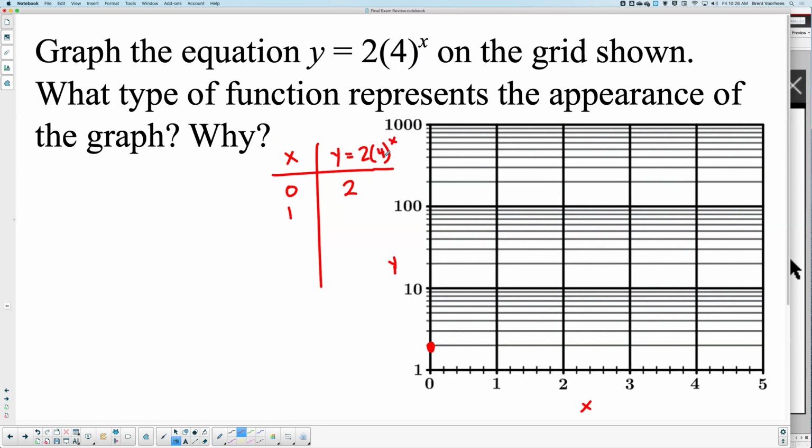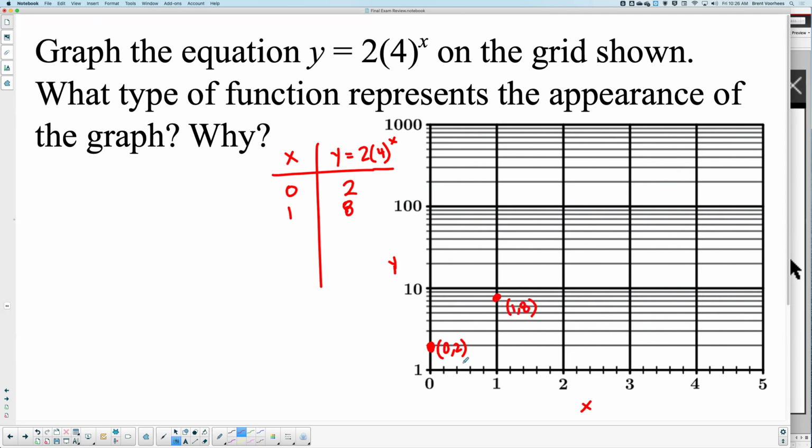So 2 times 4 is 8. When we have an x of 1, we should have a y value of 8. So go to 1. Now remember, when you count, this is ones now. So we're counting by ones. Technically, we're counting by powers, but these marks from here to here are representing increments of 1. So it goes 1, 2, 3, 4, 5, 6, 7, 8 right there. Put that point there. Okay, so that's the point 0, 2. This is the point 1, comma 8.